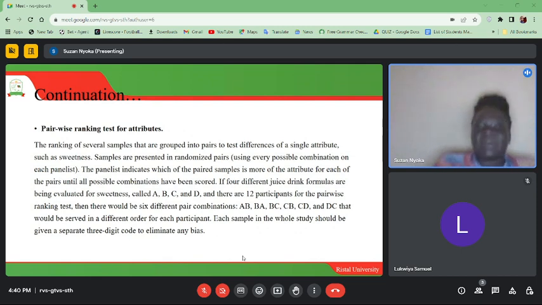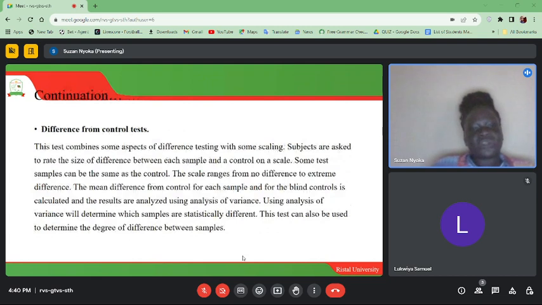Here the products are prepared and put in randomized paired forms, and then you will have to check and pick out the differences in each of the single attributes. And then differences from control tests. At the next example, differences from control tests.